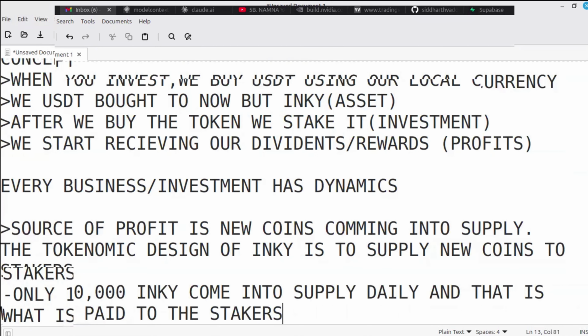Meaning that the concept or the model of Inkryptus is every single day we are going to mint 10,000 coins, bring them into supply, and the way that we are going to bring those coins into supply is by giving it to those people who have staked ink within the Inkryptus ecosystem. To that point, ladies and gentlemen, are we clear? Please, if we are together to that point, go to the chat box and type 222.